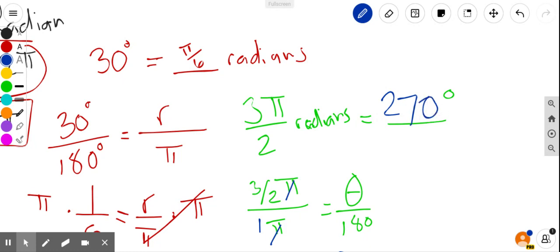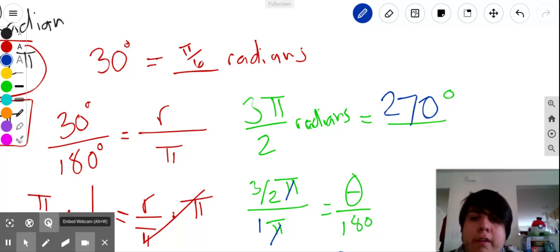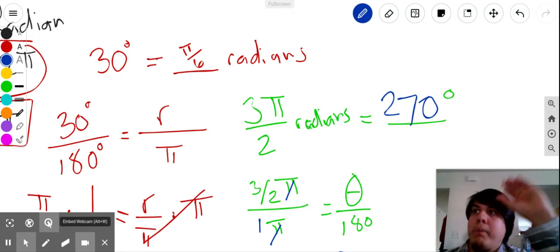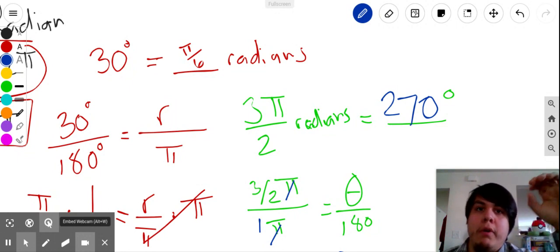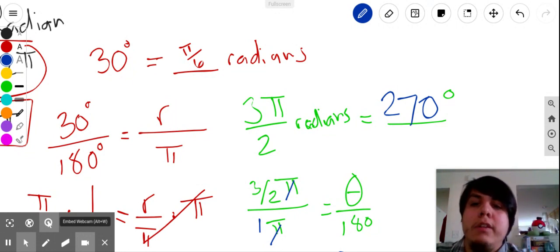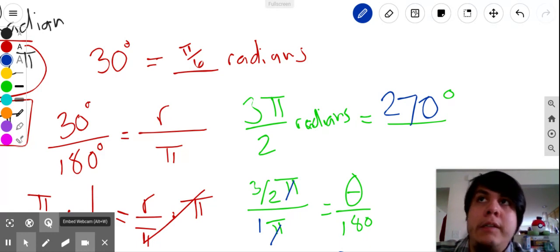So that's all you really have to do when it comes to these kinds of problems. As long as you just set up the proportion right, part over whole, and the whole in this case would be the 180 degrees and the pi. Just set it up, simplify, and multiply, and you can do all the conversions. Nice and easy.